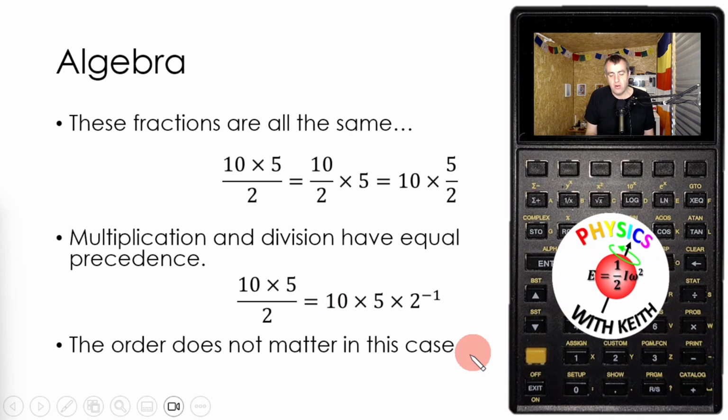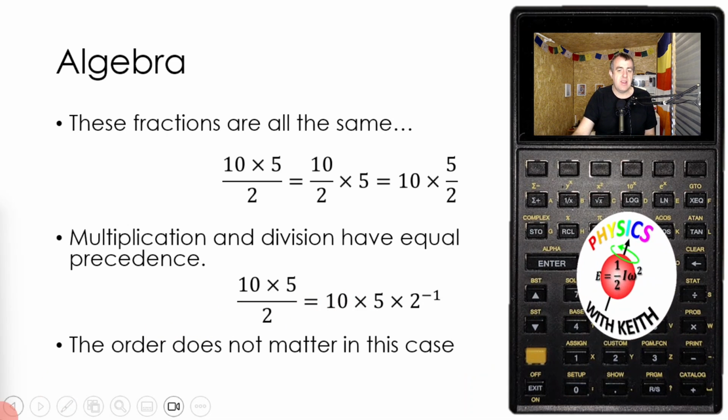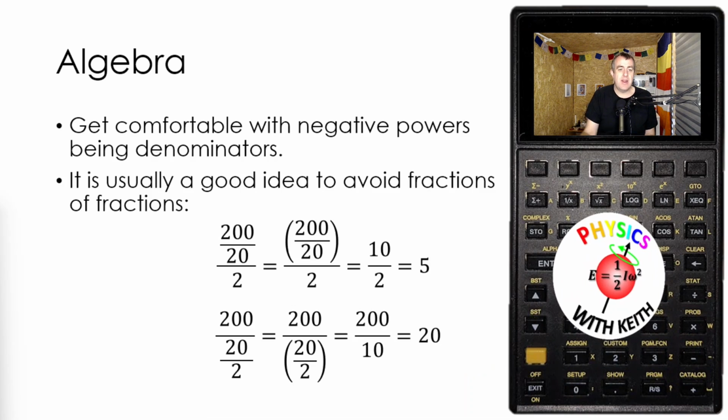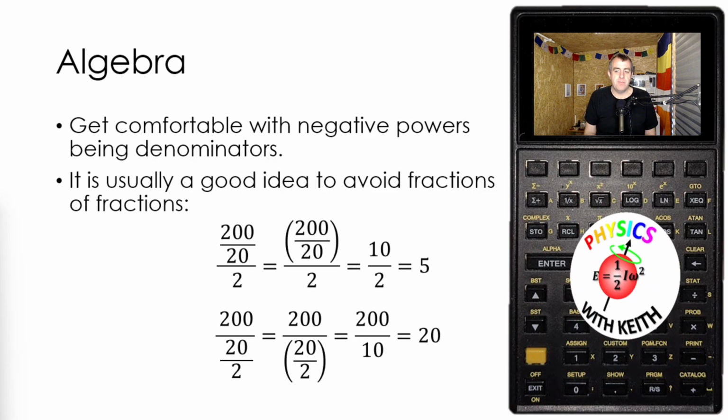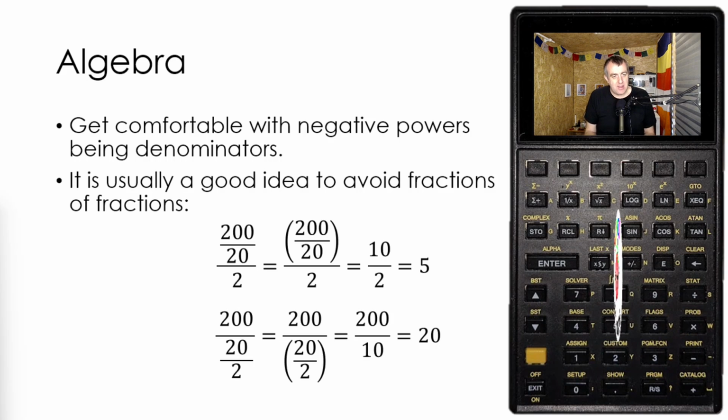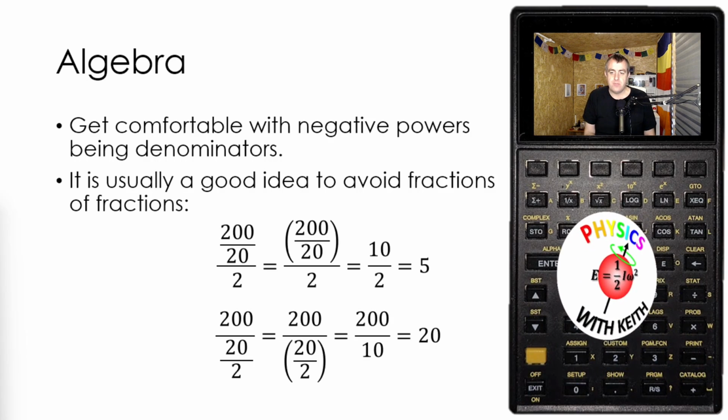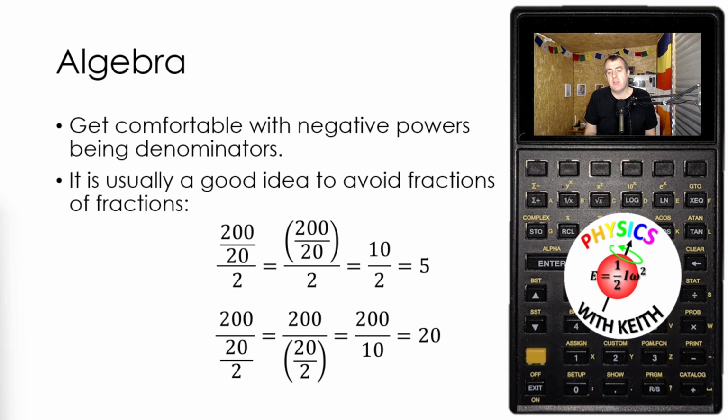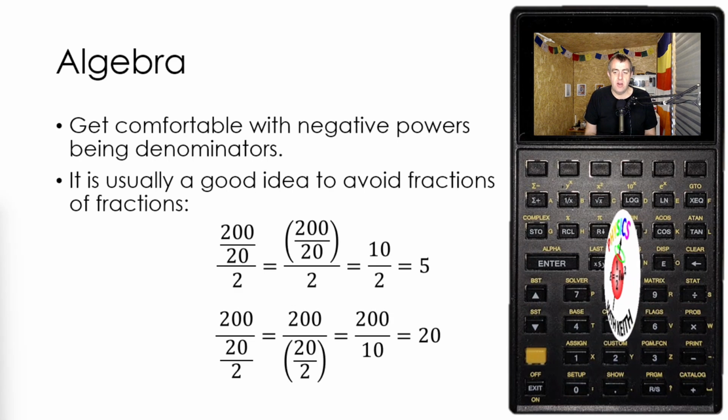see it doesn't matter which order you put this in. That's one way around it. Another way around it is to get busy with the brackets. Use a lot of brackets. Don't do fractions of fractions if you can help it.